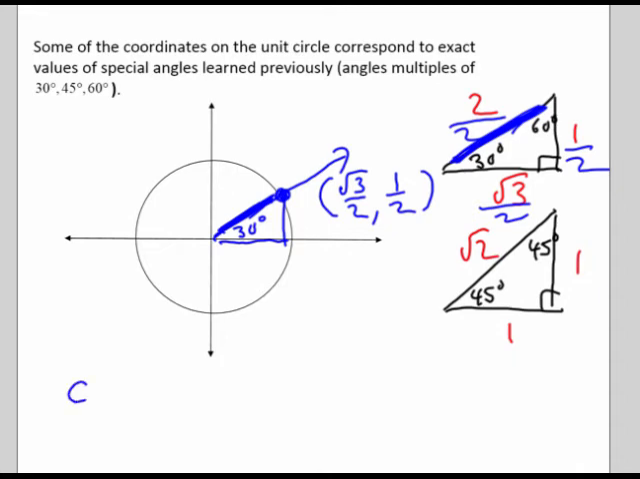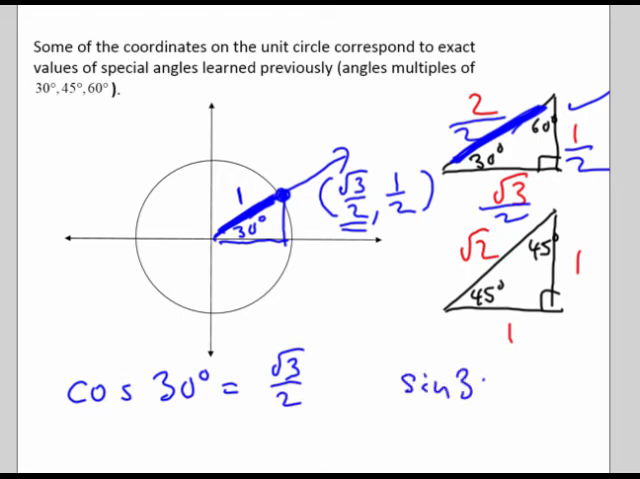So if you were asked what is the cosine of 30 degrees, instead of using the triangle as we have in the past, you could directly use a unit circle, because if the radius is 1, the cosine will be the x coordinate and the sine will be the y coordinate.